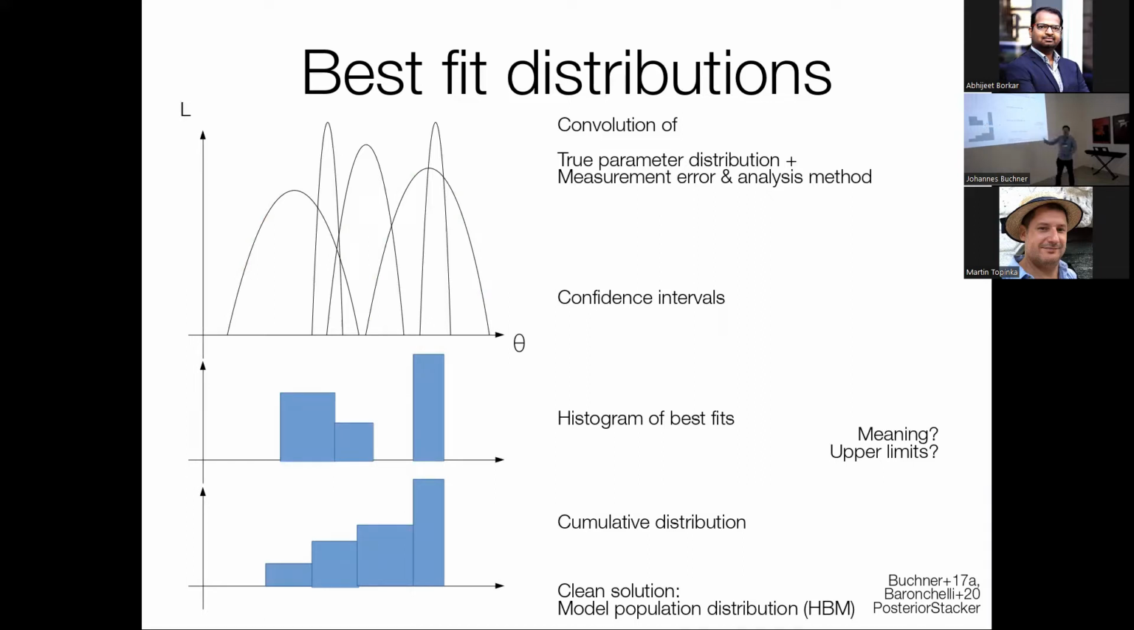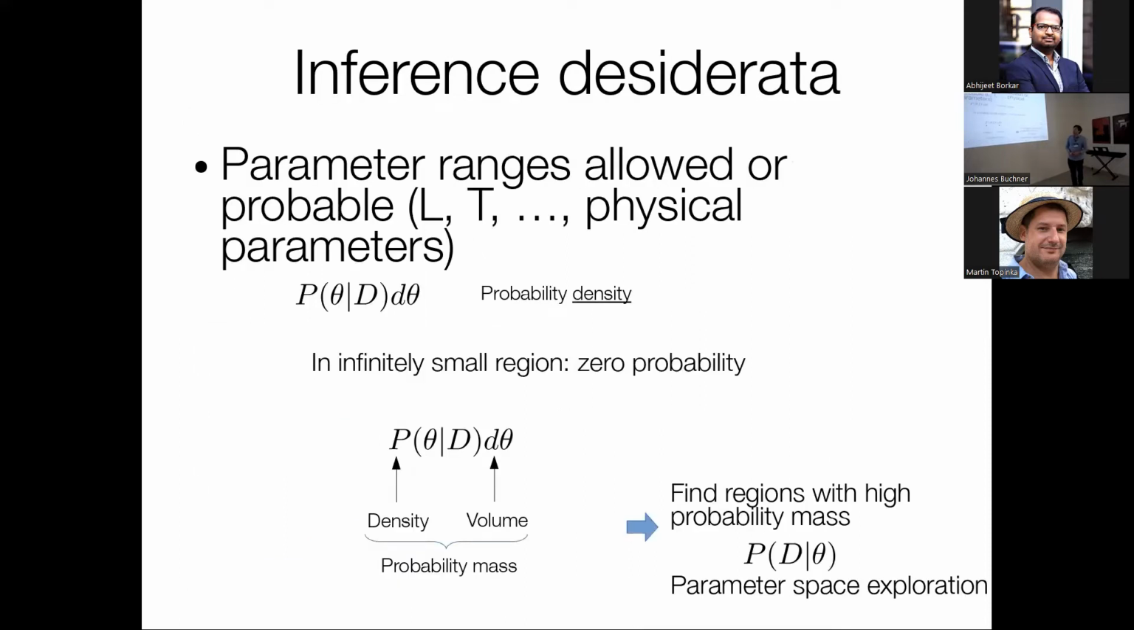So what does that really mean? You're sort of mixing the uncertainties, the measurement with the sample distribution. There's a very nice way of going about this with hierarchical Bayesian models that will come up later in the week. Okay, so what do we actually want to do?